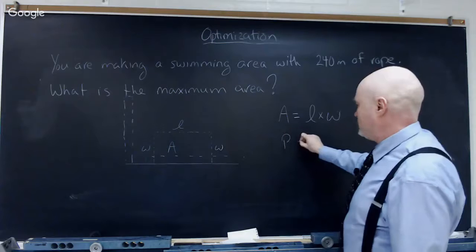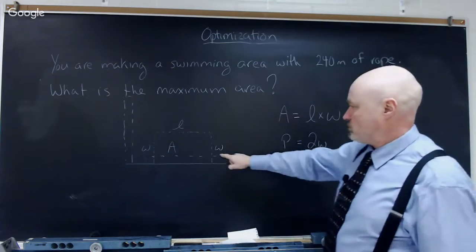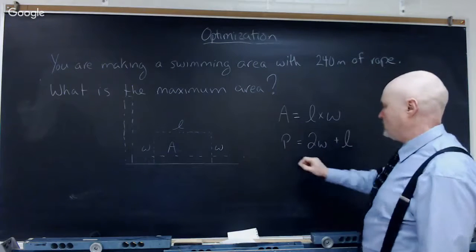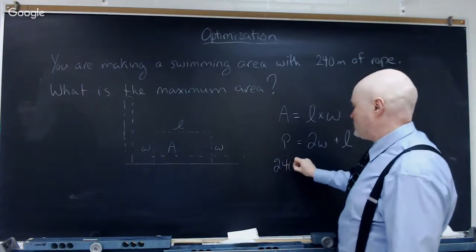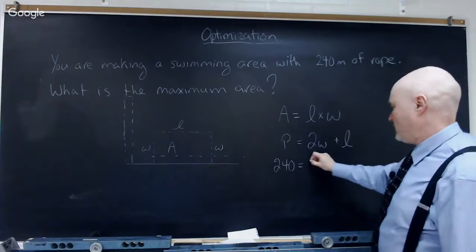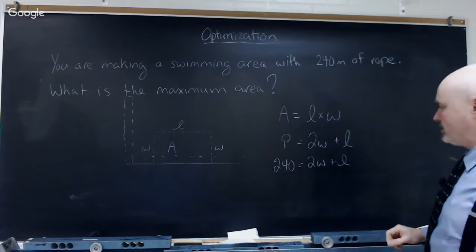So perimeter is equal to two of these widths and one of those lengths. And I know that my perimeter is 240 meters. That might be kind of big. Two widths and one length.